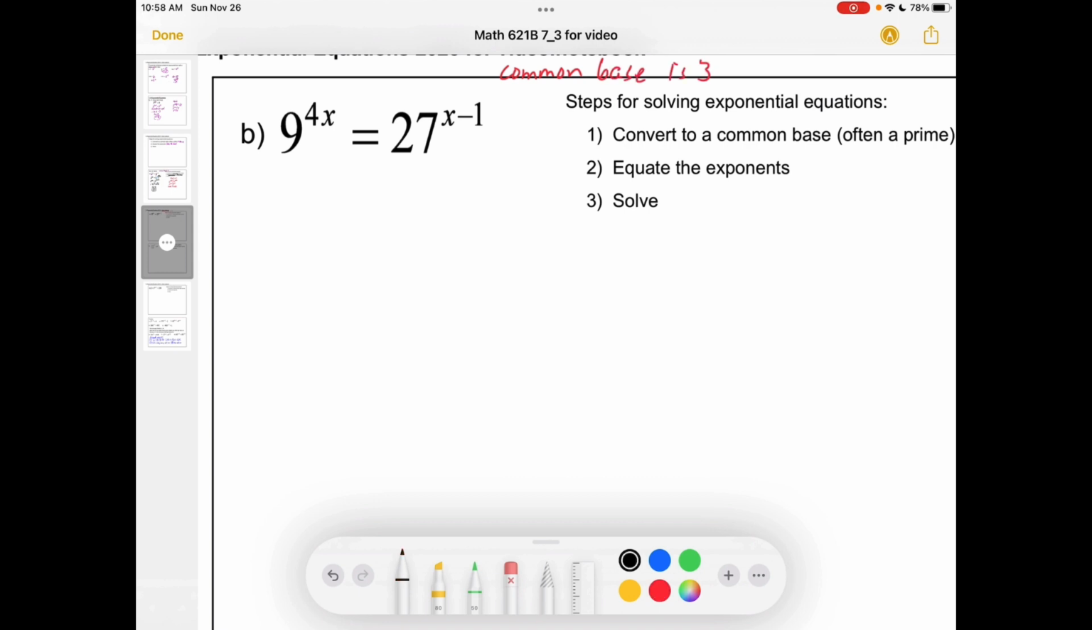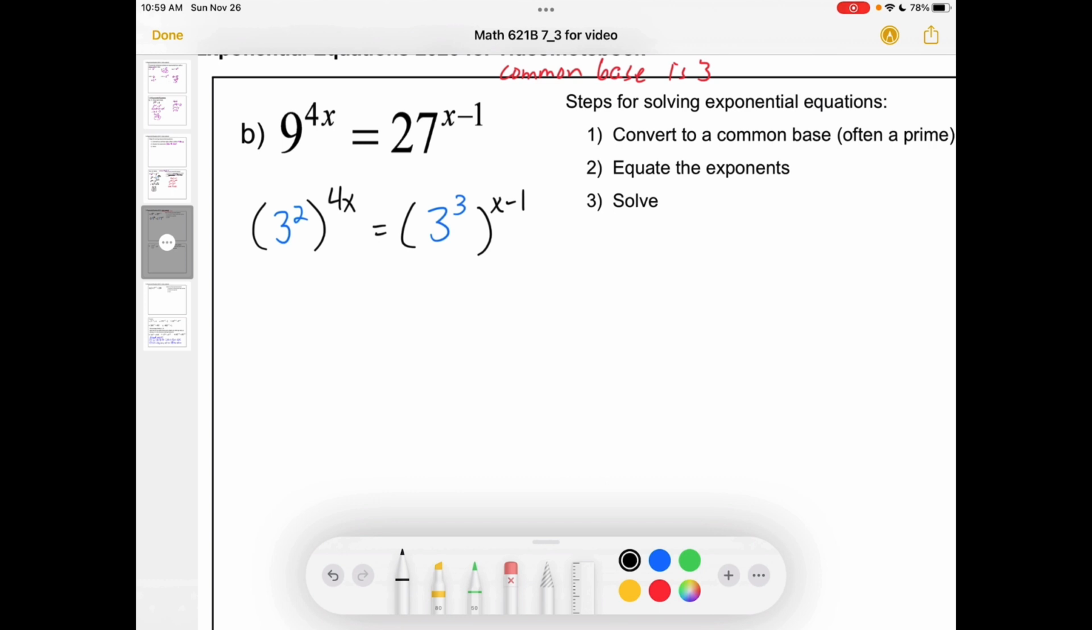Okay? Because if I think of all this, the number 9, that could be written as 3 squared. Okay? It's still the number 9, just written differently. 27, that could be written as 3 cubed. Again, it's still the number 27, but just written differently. So nothing has changed with the values here. We're just trying to put it in a more convenient form.